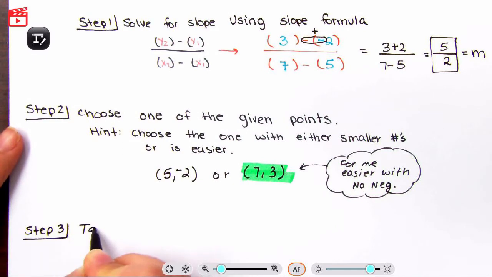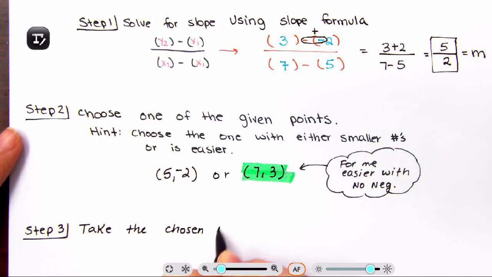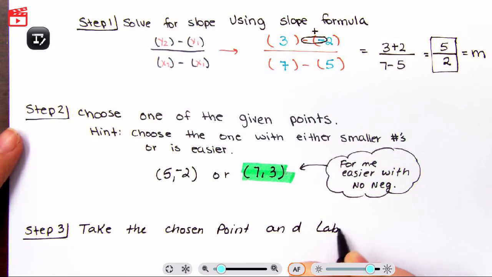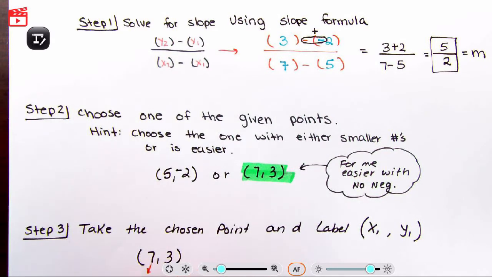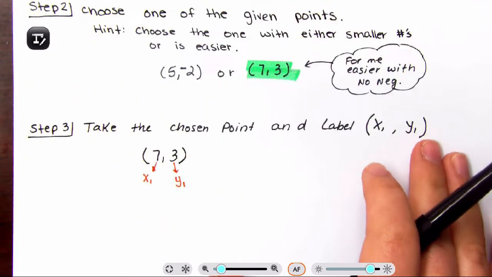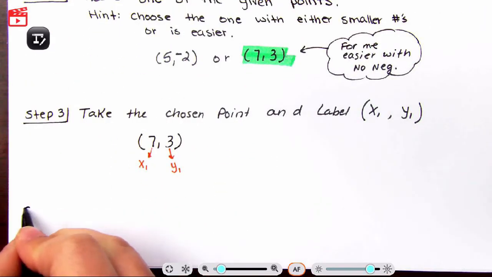You're going to take the chosen point and label x1, y1. So what do we have? We have 7, 3. What are we doing? We're labeling it x1 and y1. So this right here is x1 and 3 is y1. And now we are on step number 4, which is pretty much almost at the end. Step 4.